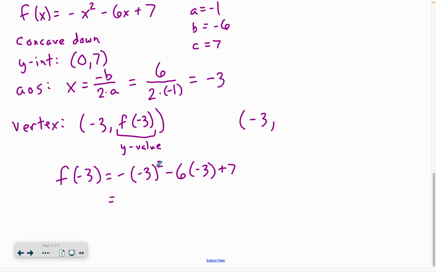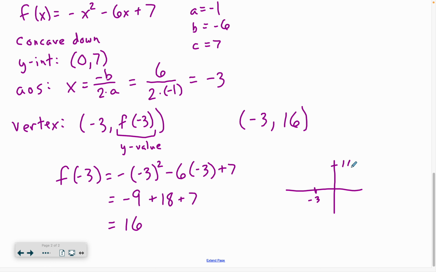Negative 3 squared is positive 9, but we have that negative up front, so negative 9. Negative 6 times negative 3 is positive 18 and plus 7. Negative 9 plus 18 is 9, plus 7 is 16. So f of negative 3 is 16. So there's your vertex, negative 3 comma 16. If I were to quickly sketch a graph, here's negative 3, here's 16, and we know it's concave down because the a value is negative right up there.